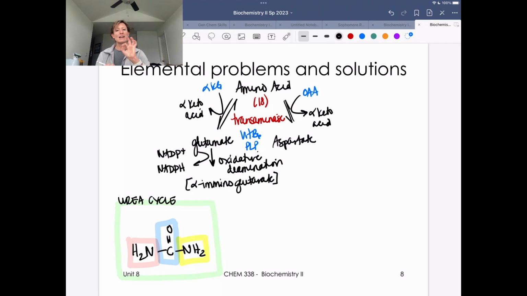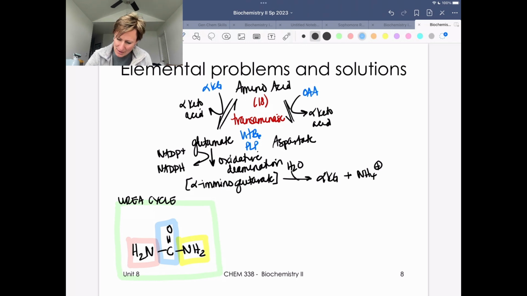And we are going to do hydrolysis of this. Okay, so we're going to use water to hydrolyze this, and we're going to get alpha ketoglutarate back. And then we're going to get ammonium ions. So basically, we've taken glutamic acid and we found a way to selectively snip off just that single nitrogen atom as an ammonium ion. And that ammonium ion is what's going to be used to make one of the nitrogens that we're going to see in urea.